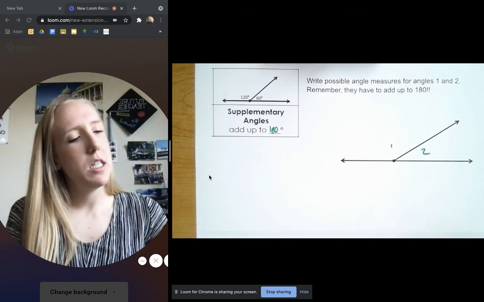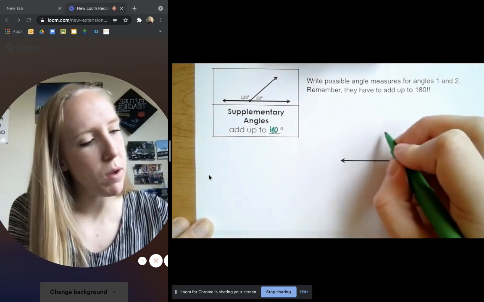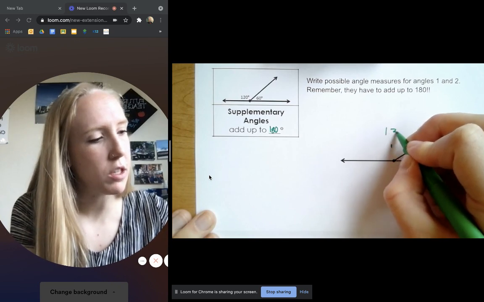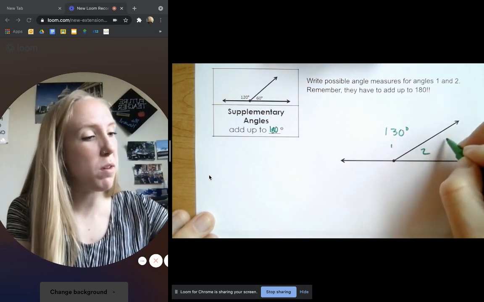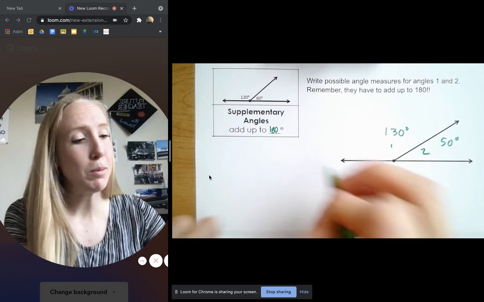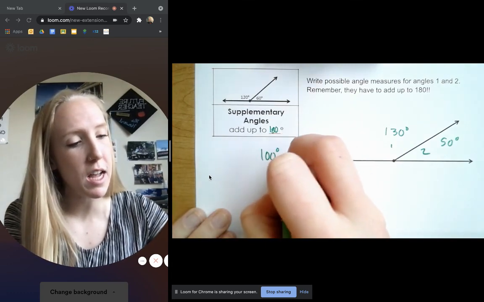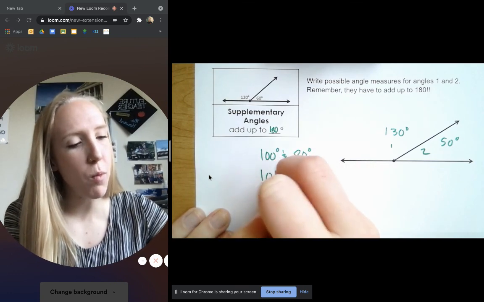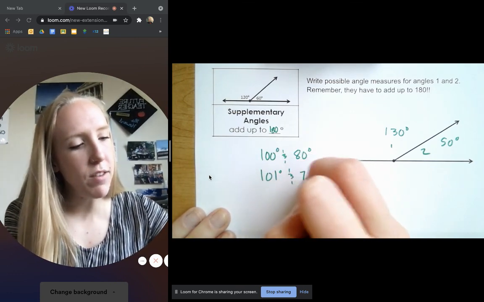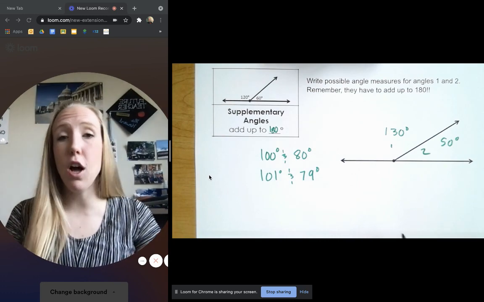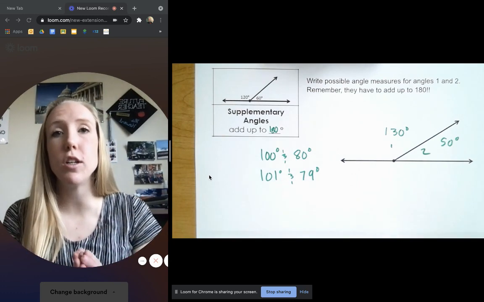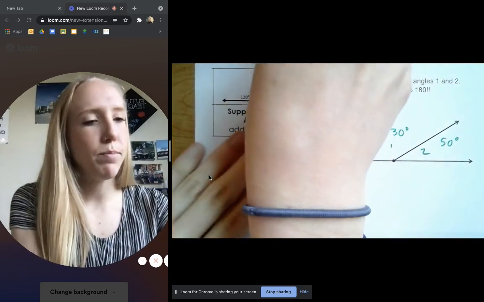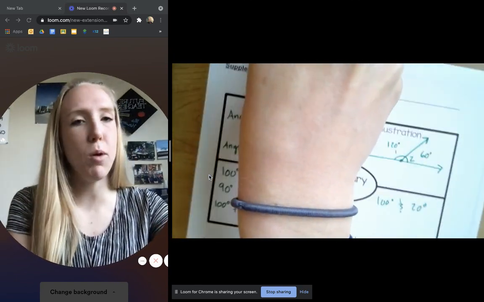Well, this one could be 130. I don't know why. And this one could be 50 degrees. But there's lots of other options. If you said 100 degrees and 80 degrees, or if you said 101 degrees and 79 degrees, that's all great. As long as it adds up to 180 and would make a straight line, it's perfect. Okay, so we're going to practice a couple questions.